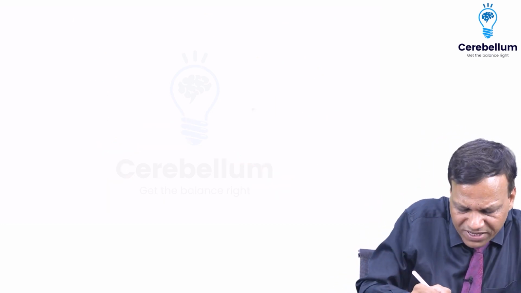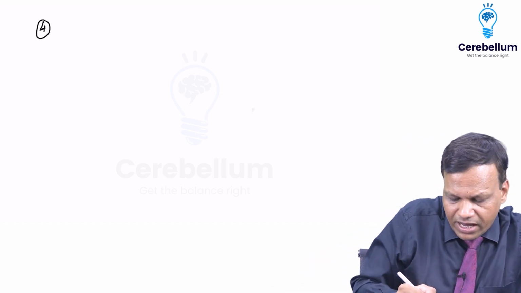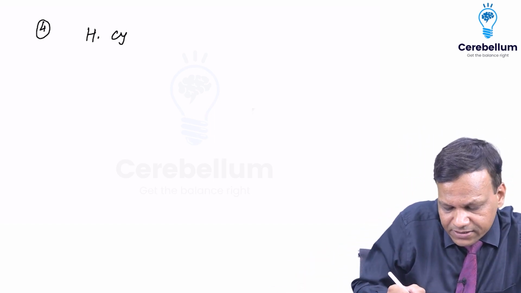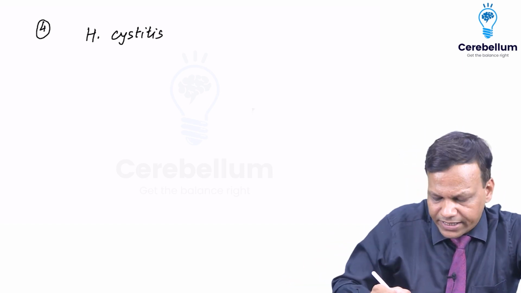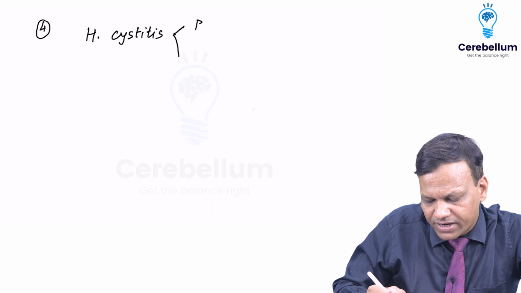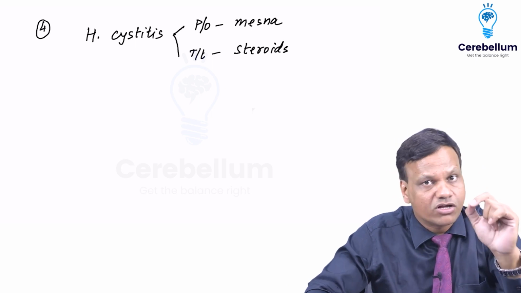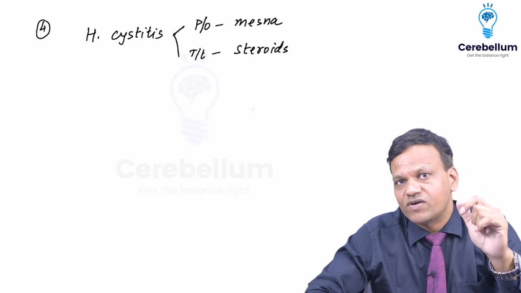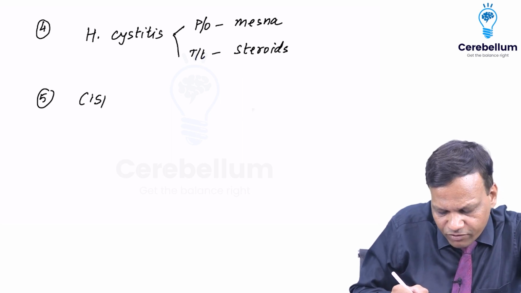Then moving to the specific side effects of anti-cancer drugs, like we have hemorrhagic cystitis. We discussed hemorrhagic cystitis. It can be prevented by mesna, and if it has already occurred, then treated by steroids. So mesna is used to prevent and steroids are used to treat. And which drugs cause hemorrhagic cystitis? Yes, ifosfamide and cyclophosphamide.